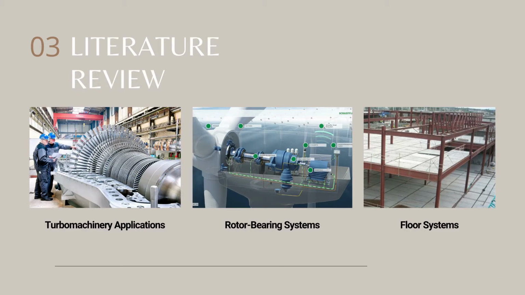Part 3, literature review. Turbomachinery applications. The critical structural element of a typical gas turbine engine is the compressor or turbine disc carrying several blades around its circumference. The majority of the failures reported in turbines have been due to vibration-induced fatigue of the blades disc units.